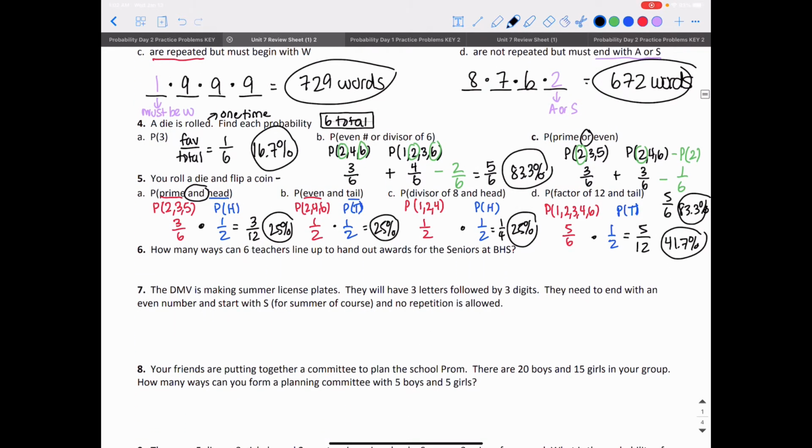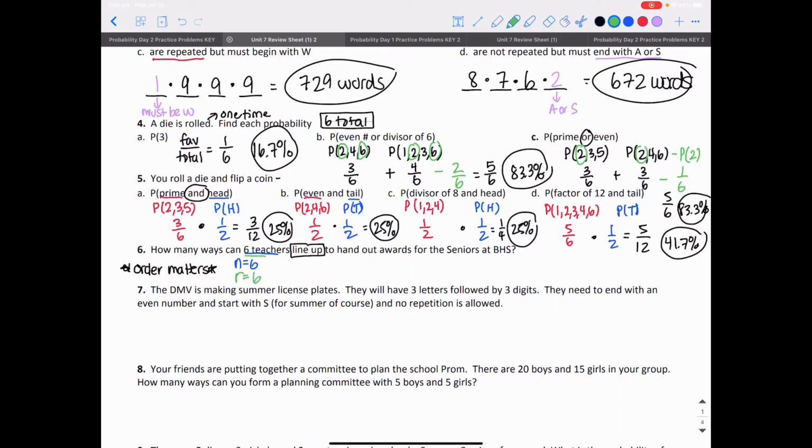I see the words line up, which tells me this is a permutation. Order matters here. So I know order matters, and I know I'm going to use a permutation to find the number of ways. I want n. I know n is how many I have to choose from. Well, I have 6 teachers to choose from, so 6. And then r is how many spots to fill. Well, I want to line up all 6 of those teachers. So 6 people in that line, 6 spots to fill.